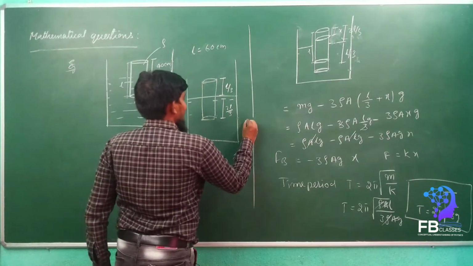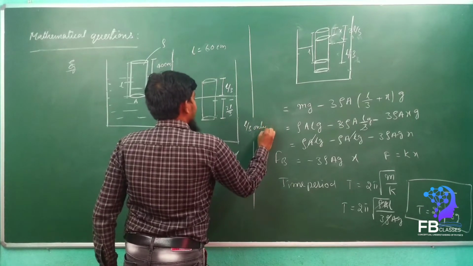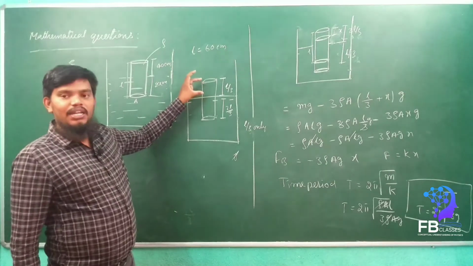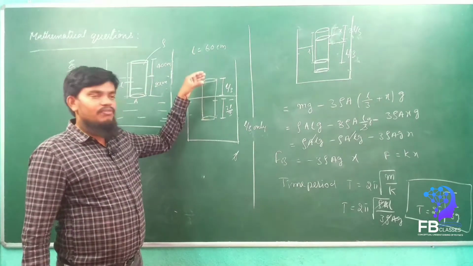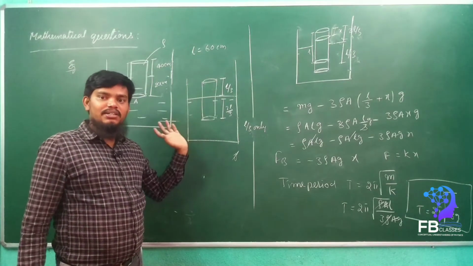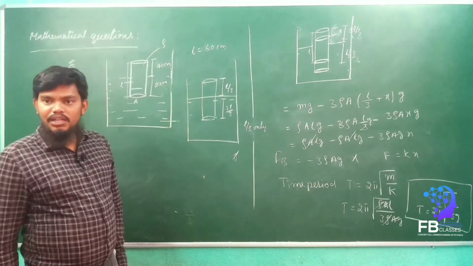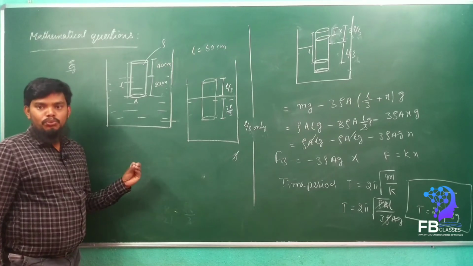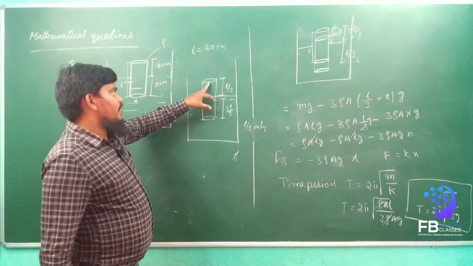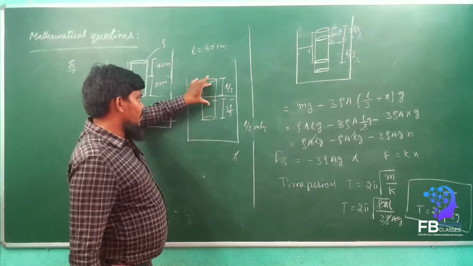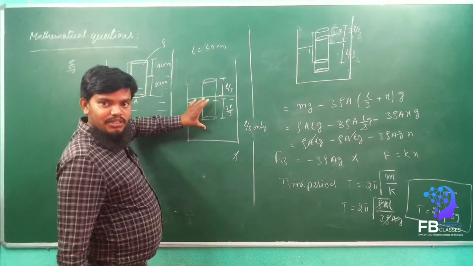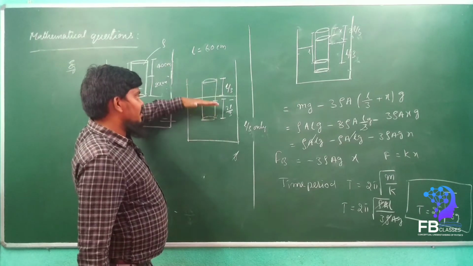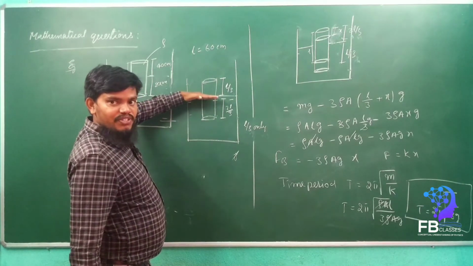Here also it is L by 3 only, because the maximum amplitude is whichever is the lesser value, whether it is outside of the liquid or inside of the liquid. Wherever the lesser value is, that only is possible to do SHM. Because if you press L by 3, then the total cylinder will sink into the water. Once we let go, the total cylinder will come up until the bottom of the cylinder touches the surface of the water.